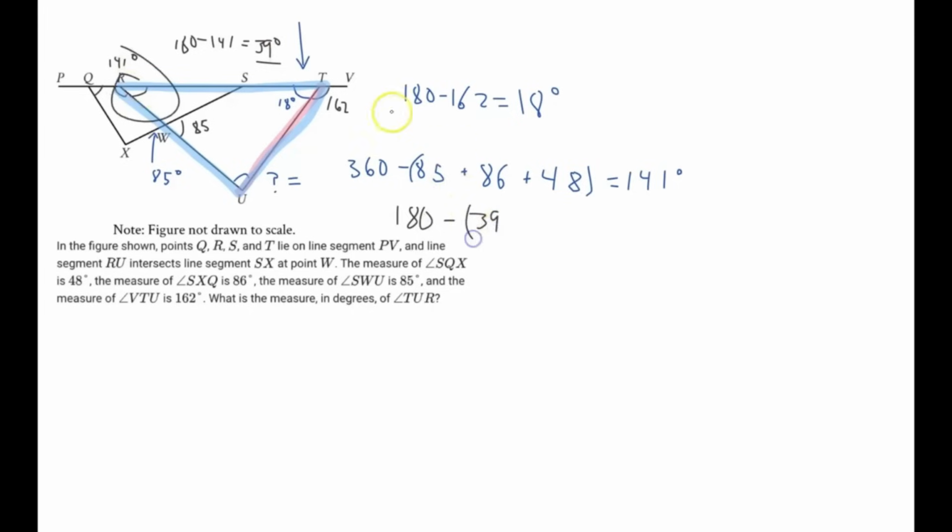And we already found this one from the other calculation we did of 18 degrees for this angle. So we can just add these together, subtract it from 180, and we get 123 degrees. Yeah, that is our final answer for the measure of angle TUR.